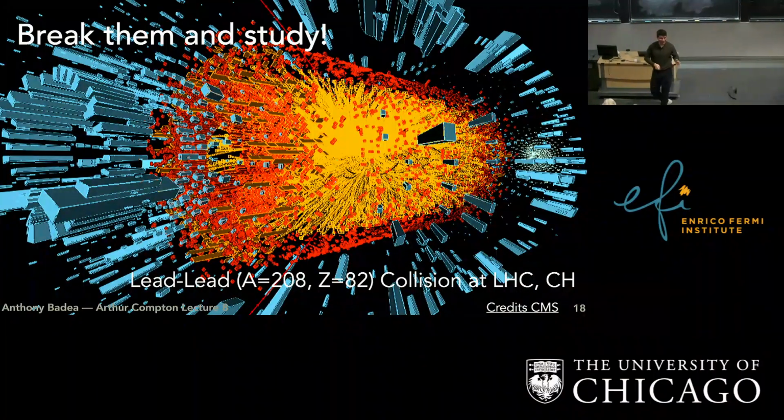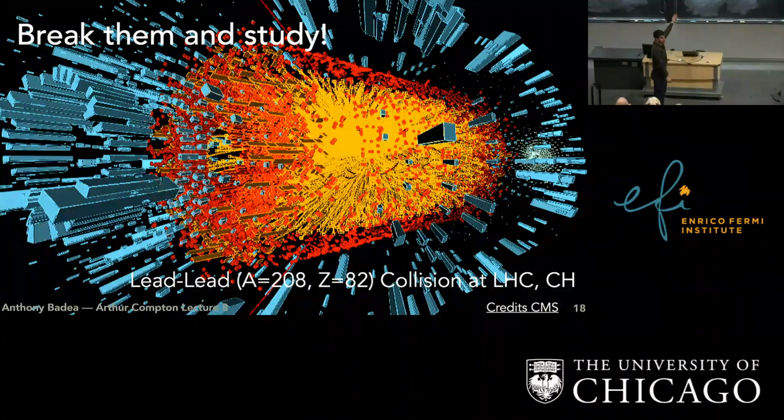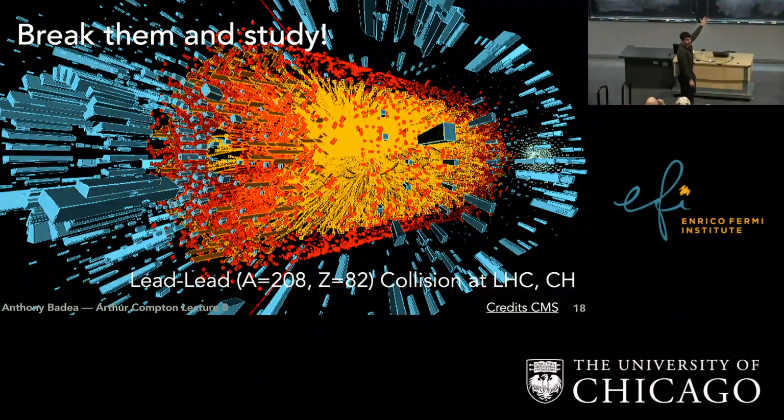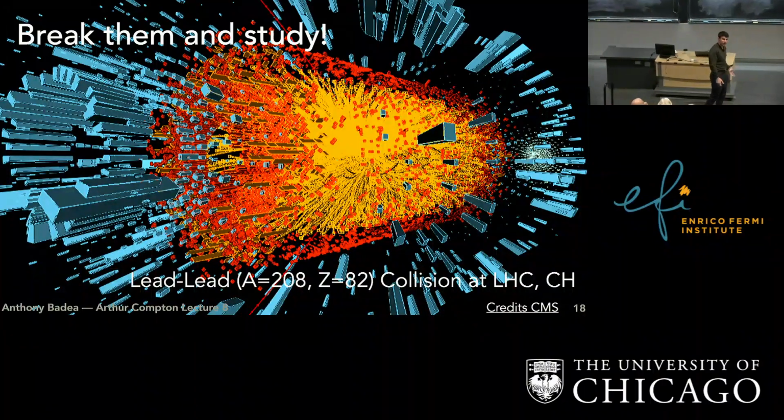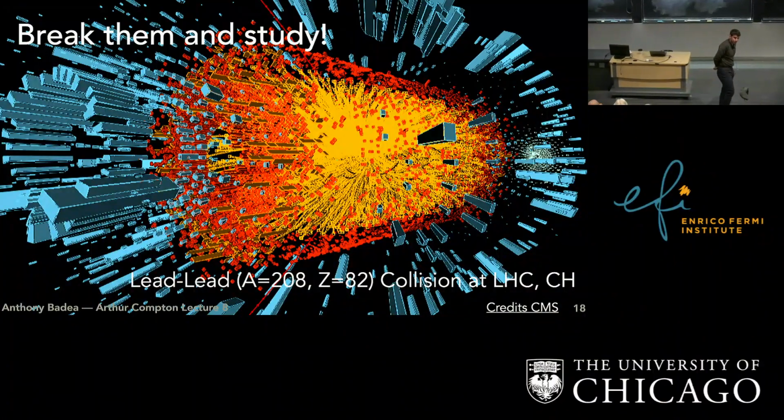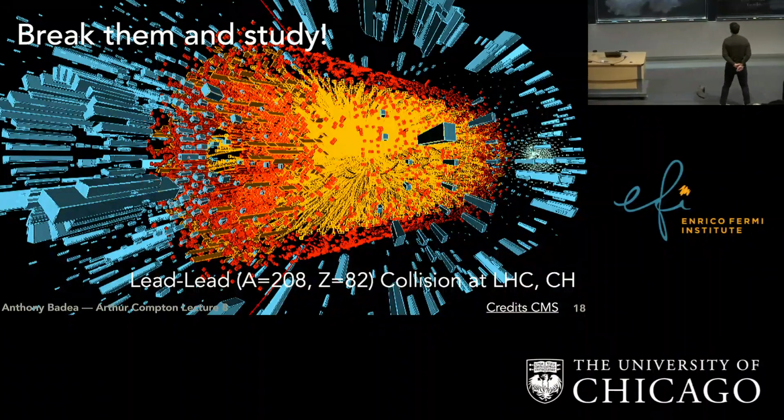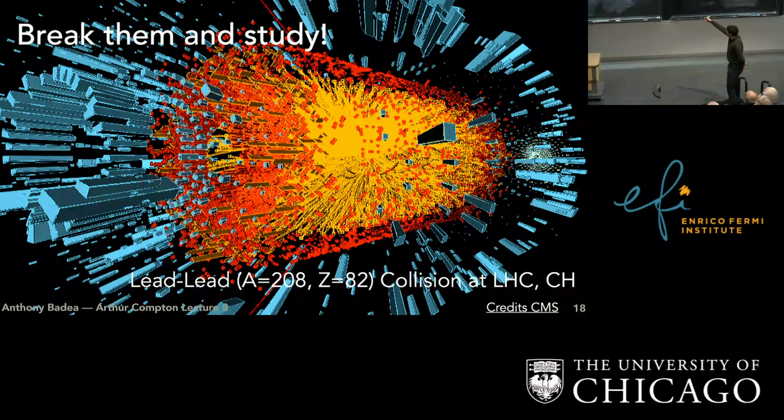But of course, you can see from it, it's so much more complex. I mean, everything is lit up. The whole detector is lit up. It looks like a mini nuke went off inside of the detector and just flew outwards.